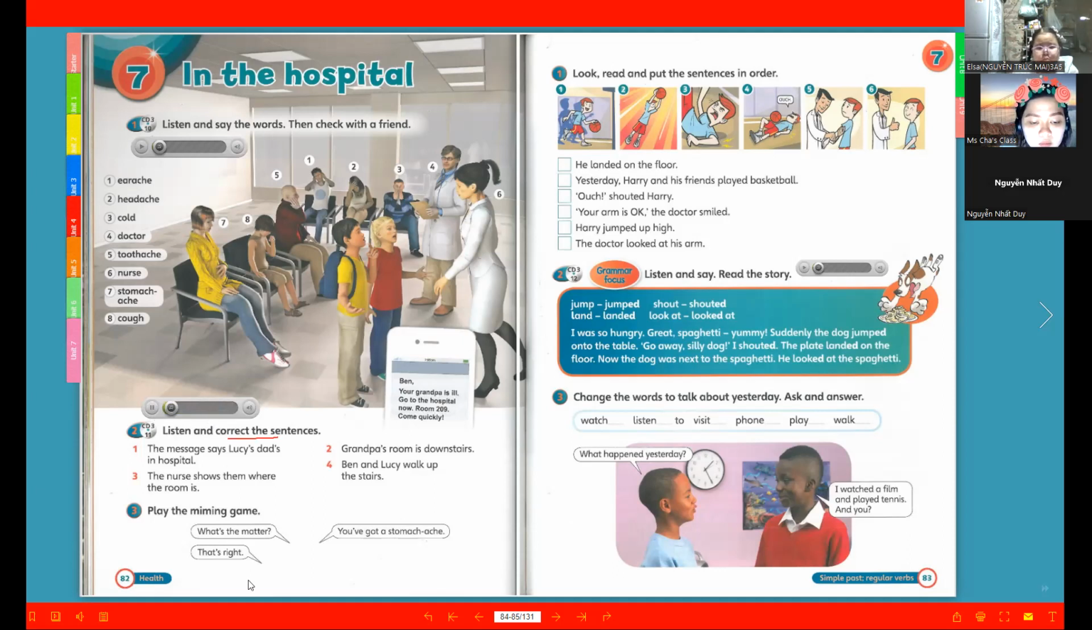Student's book, page 82. 2. Listen and correct the sentences.